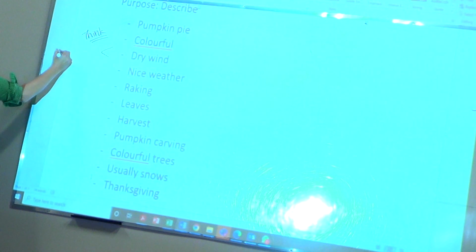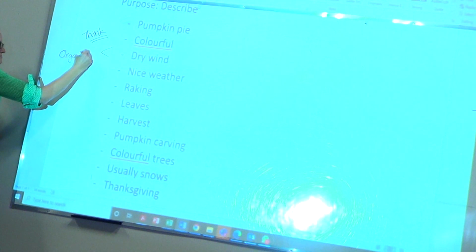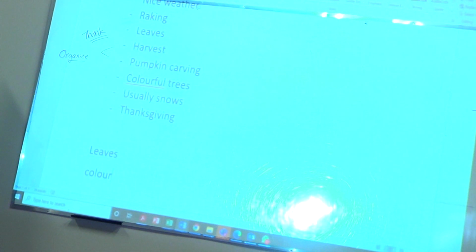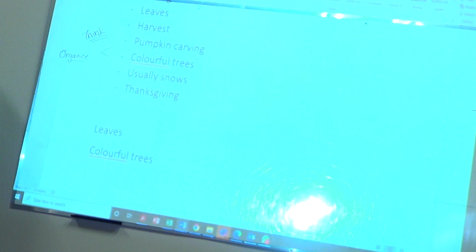That's our next step. So if you look at these, what are some ideas that would go together? Leaves, beautiful trees. So she's saying leaves, colorful trees. What do they have in common? What category would this be? Raking. Okay. What if we said that we're going to call this category what fall looks like?